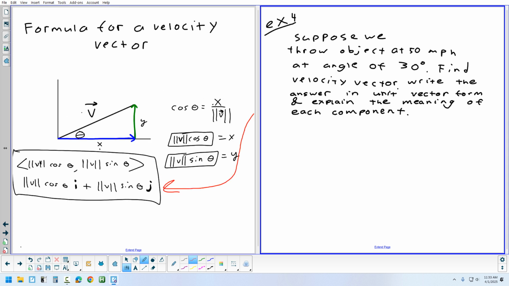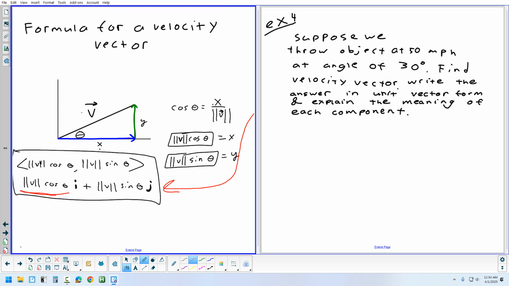So let's say that we have an object being thrown at 50 miles an hour. The angle is 30 degrees. Find the velocity vector in unit vector form. And then once we have each component, I want to explain what the meaning of it is. All right, so let's start with our horizontal. What's going to be the formula for this part of my velocity vector?